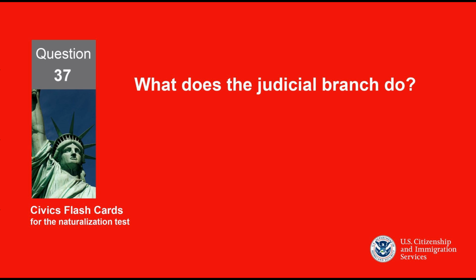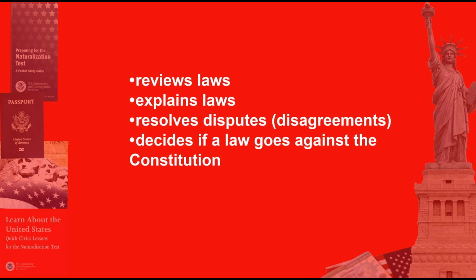What does the judicial branch do? Reviews laws. Explains laws. Resolves disputes, disagreements. Decides if a law goes against the Constitution.